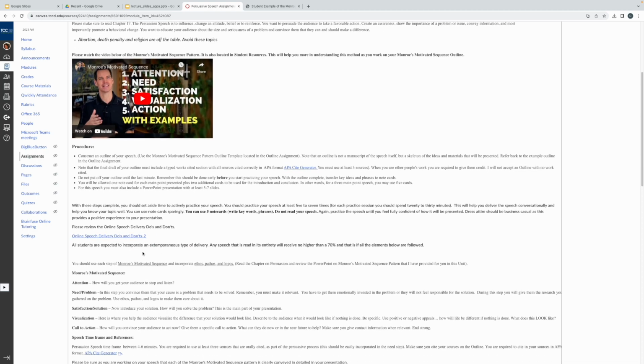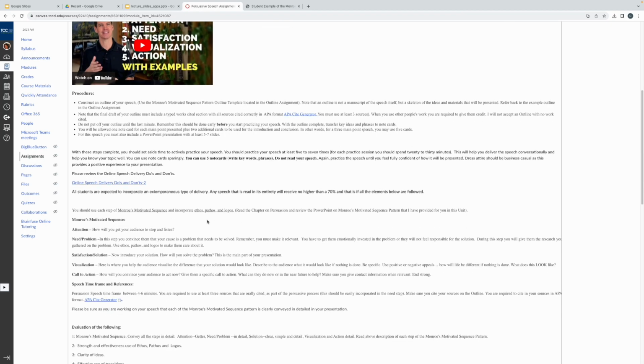All students are expected to incorporate an extemporaneous type of delivery. You should know that already because you've done it for your previous speech. And so make sure you practice. Any speech that is read in its entirety will receive no higher than a 70%, and that is if all the elements below are followed.